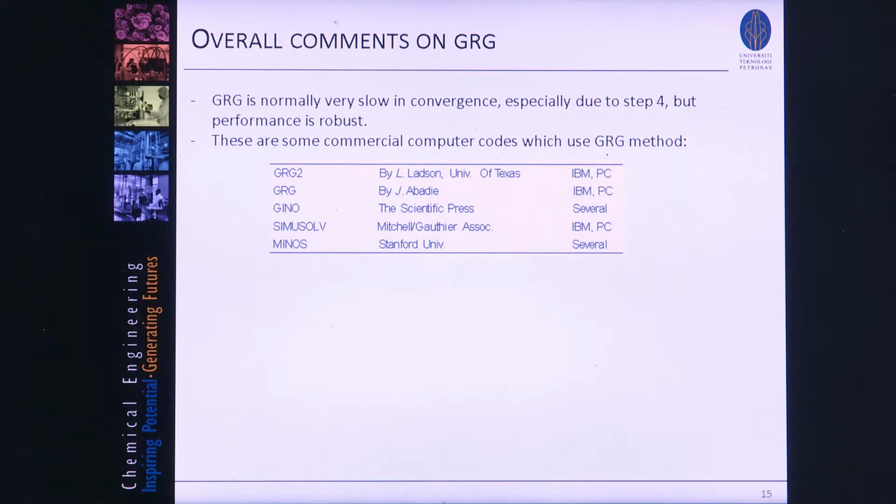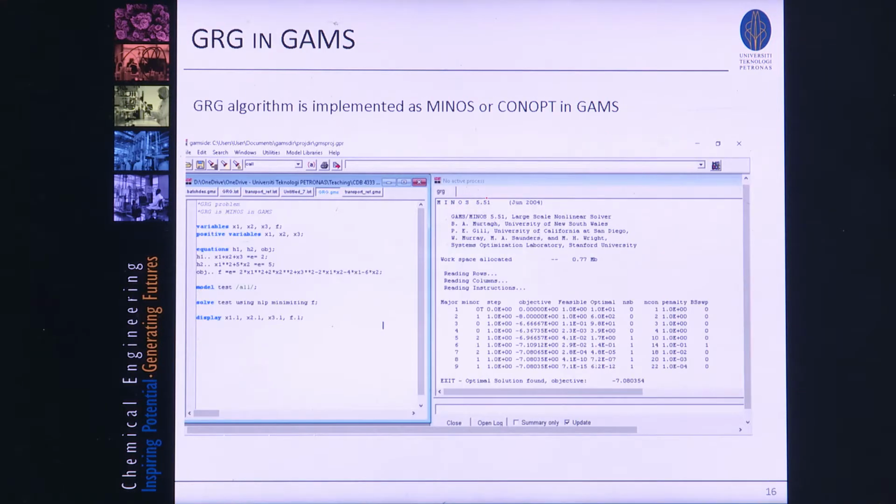Some of the computer codes using GRG are GRG2 and GRG by IBM. We have Minos as well. We have this GINO and Simulsolve, which I don't know what these two are. In GAMS, GRG is implemented as MINOS or CONOPT, where MINOS is GRG1 and CONOPT is GRG2.